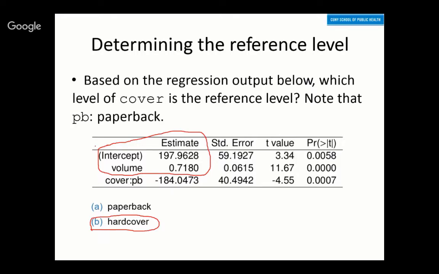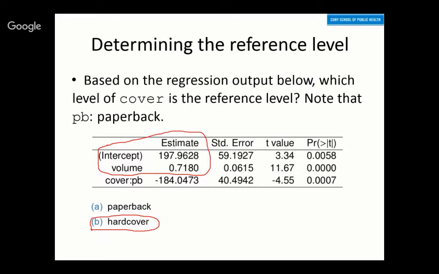So let's do it the other way now, where paperback is the reference group. First of all, is the intercept going to change? Yeah, the intercept's going to change because then this part of the model will be the model for paperback books instead of for hardcovers. So this estimate is going to have to be smaller. And what's going to happen to this will be cover colon HC. A positive value will be there. In fact, it's going to be plus 184.0473.